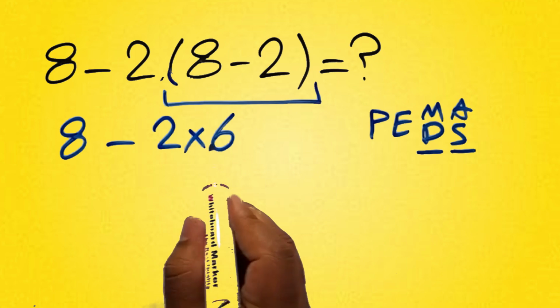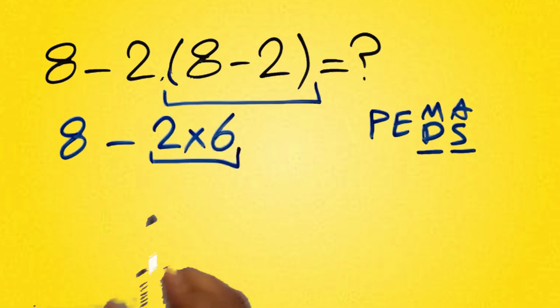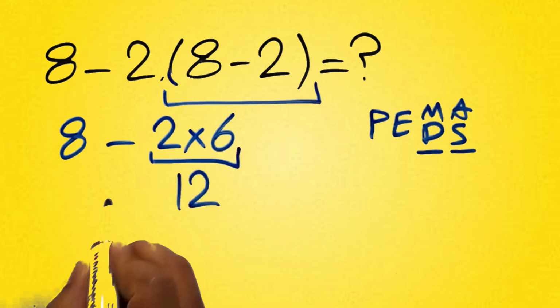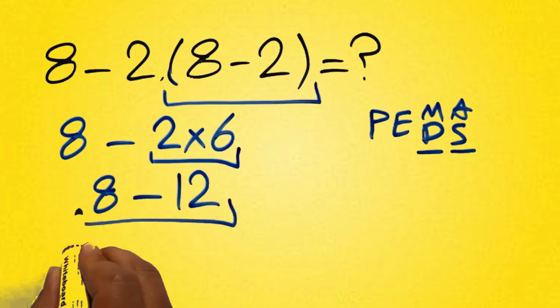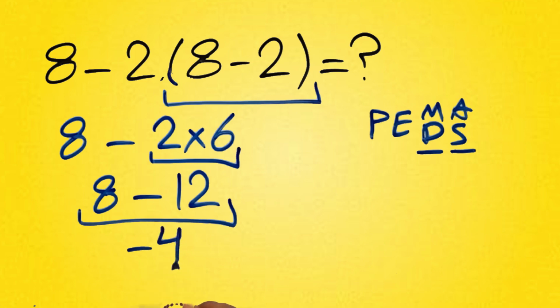2 times 6 gives us 12. So we have 8 minus 12, which equals -4. That means our final answer to this problem is just -4.